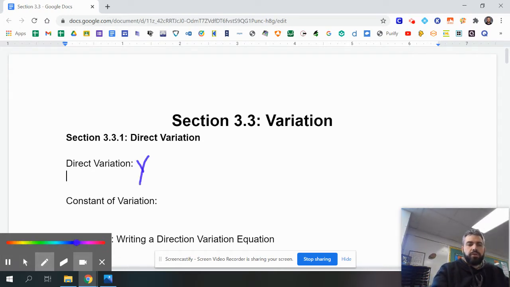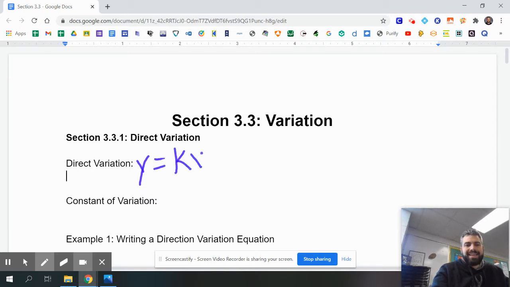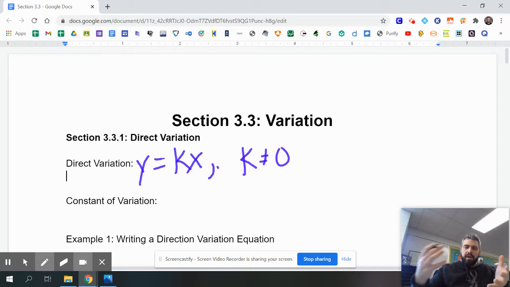Now direct variation is written like this: y is equal to k times x, where k is not 0, because if k was 0, then we'd have y equals 0 all the time. So this is direct variation. It basically says that when you have some input x and you multiply it by some constant of variation k, in fact, that's our next vocab word, constant of variation, it's k. When we multiply it by some value of k, we end up getting a y out of it, right?